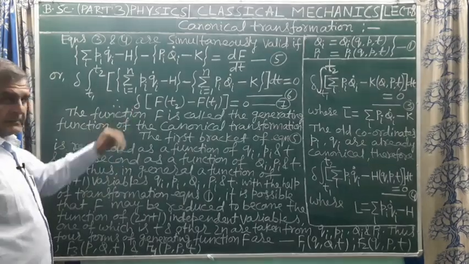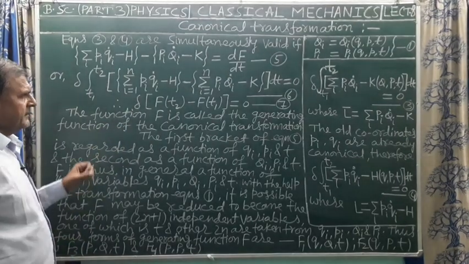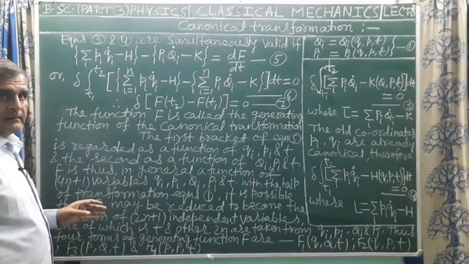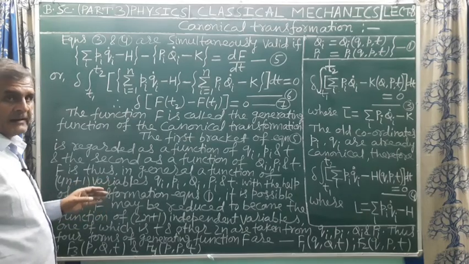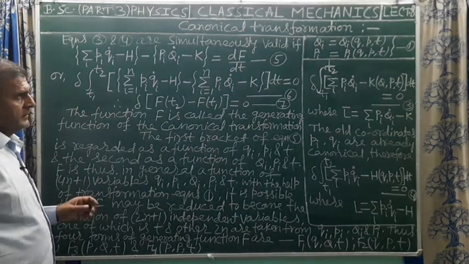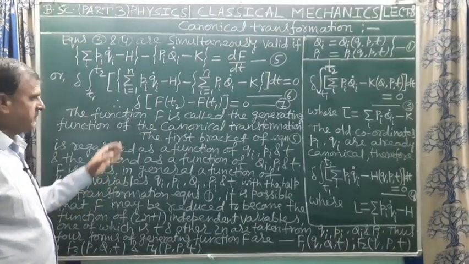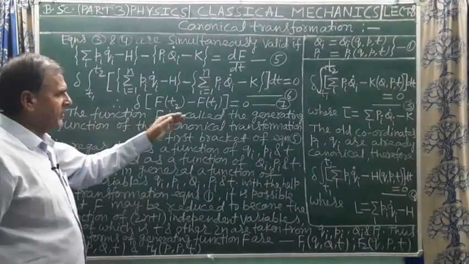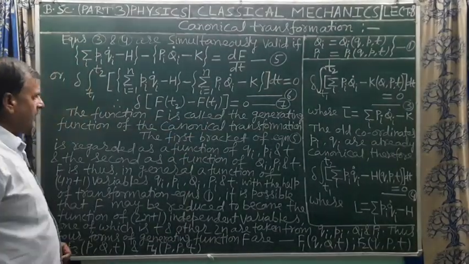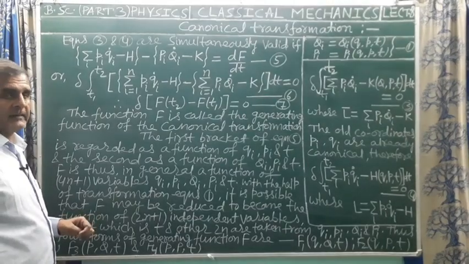This is the final expression, and the function we have taken, a new arbitrary function capital F, is called the generating function of the canonical transformation.